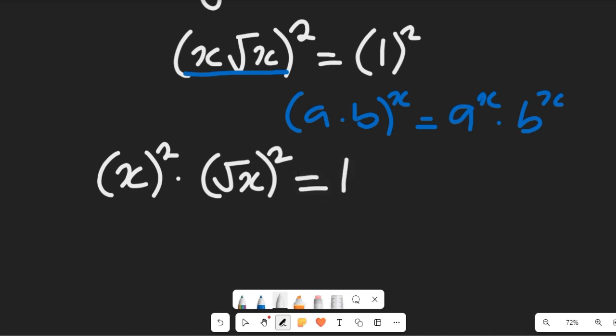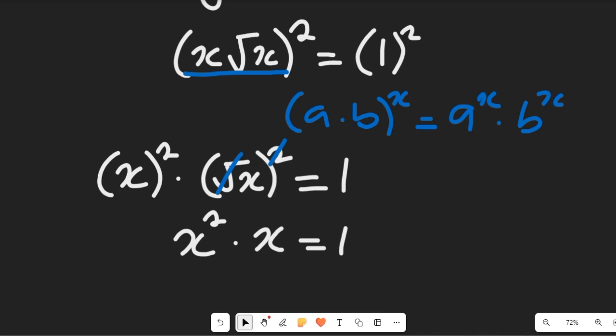1, because 1 squared is still what? Is still 1. So if I simplify this, you'll come to notice that the square root will cancel out the square, and then I will be left with x squared multiplied by x equal to 1.